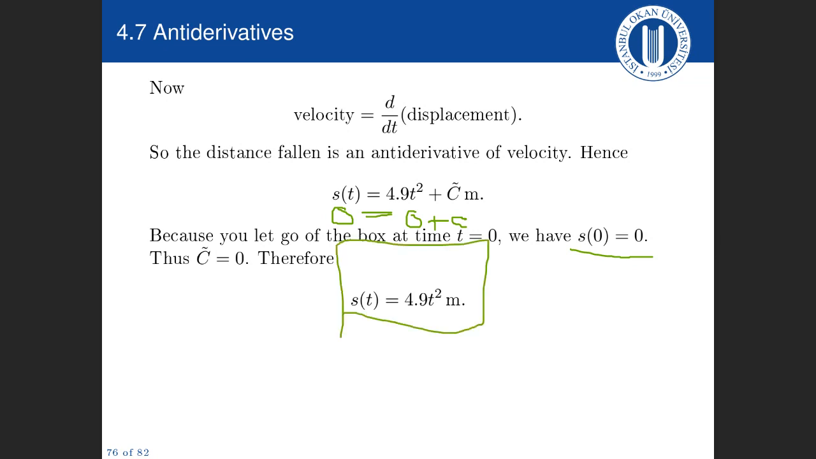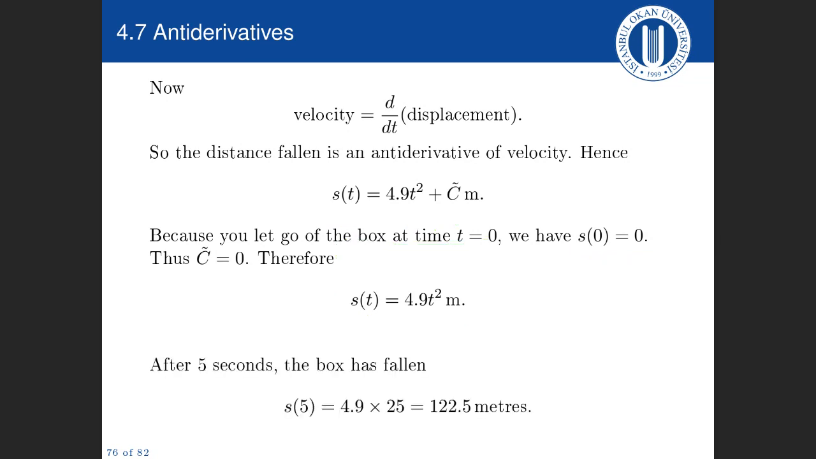And we have that the box falls 4.9 t squared meters in t seconds. We were asked how far the box has fallen after 5 seconds? The answer is 4.9 multiplied by 25, or 122.5 meters.